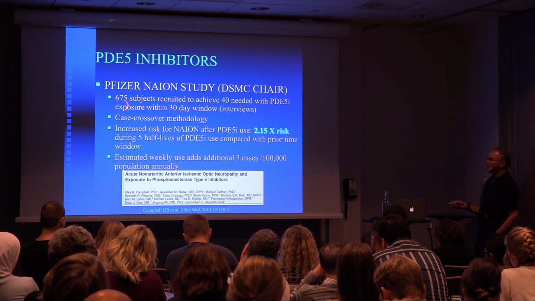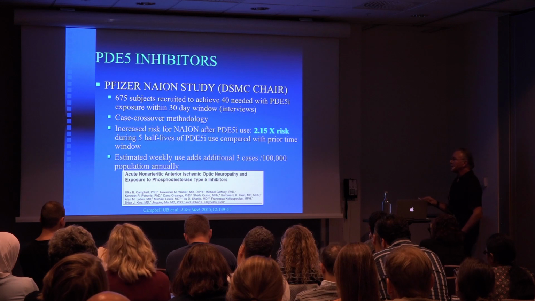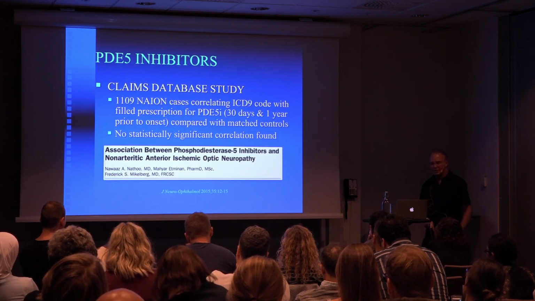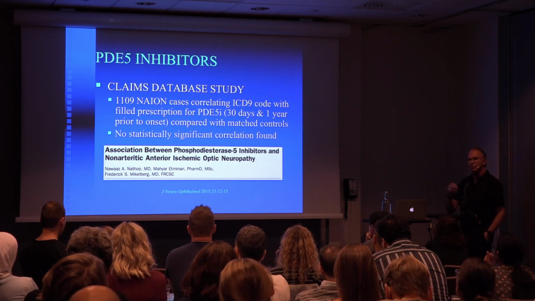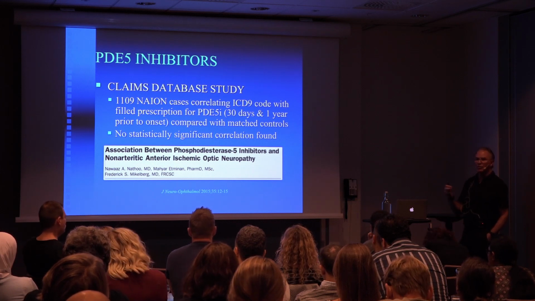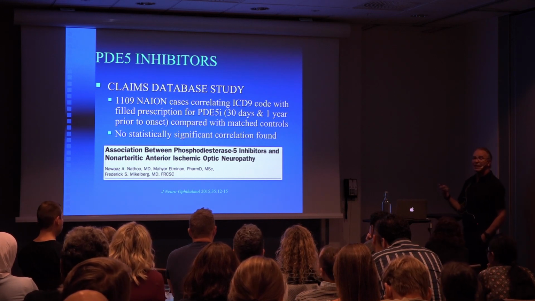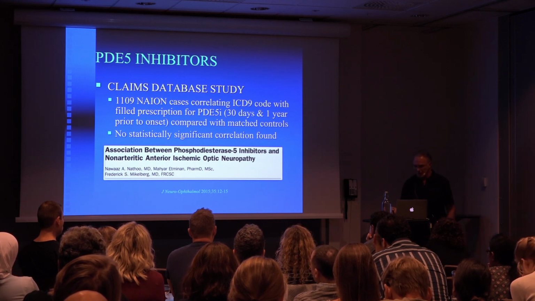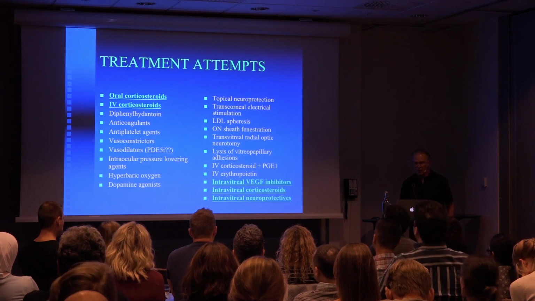That still is not very many cases. The estimated cases were about 3 per 100,000 per year, but there is that risk out there. There is another study that's a claims database study, an epidemiologic study looking at prescription of the drug versus the development of NAION. Not whether you actually took the drug, not how much drug you took, but prescription of the drug. It did not find a significant benefit. As I said, I'm biased for the other study. I was a part of the safety committee for that, but that's kind of where I am with it.